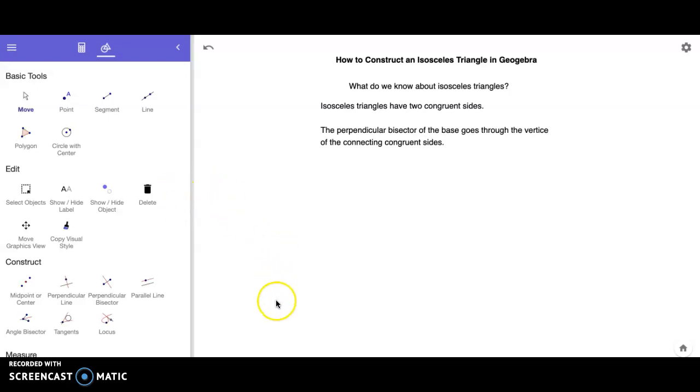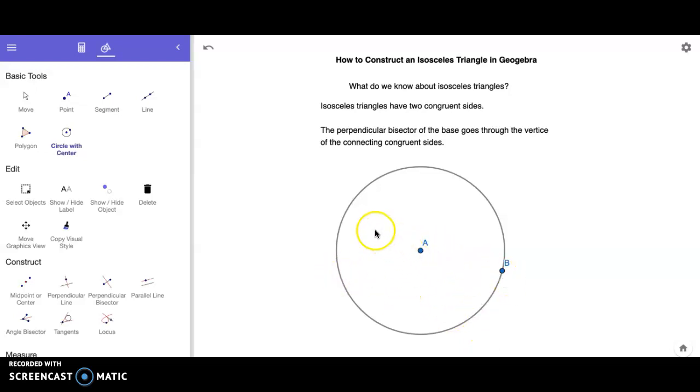So the easiest way to create an isosceles triangle in GeoGebra is by simply making a circle. So that's what we're going to do. You click on the circle with center tool and you make a point. What we know about circles is that the distance from the center to any point on the circle is going to be congruent. So we're going to make a segment from A to B, and now this segment is essentially the radius of the circle.